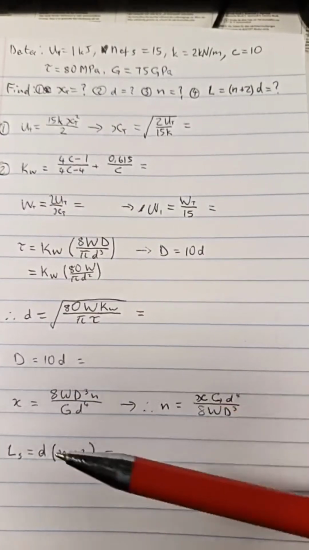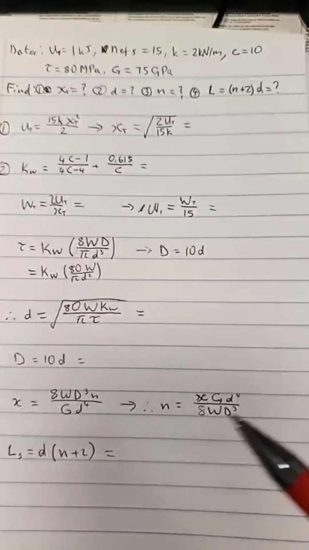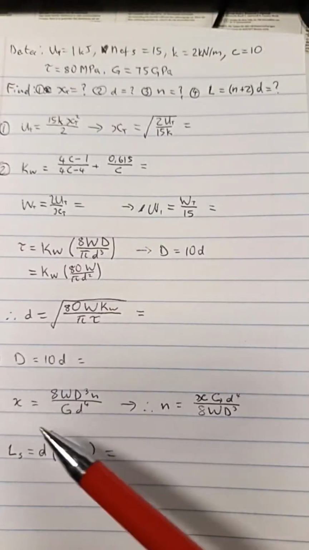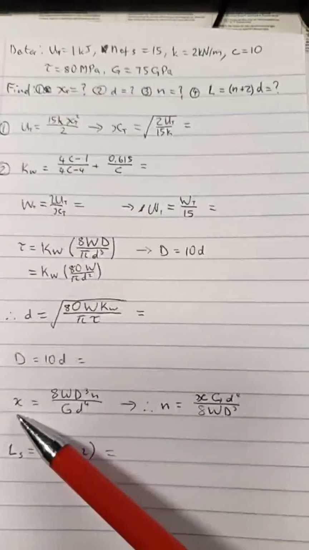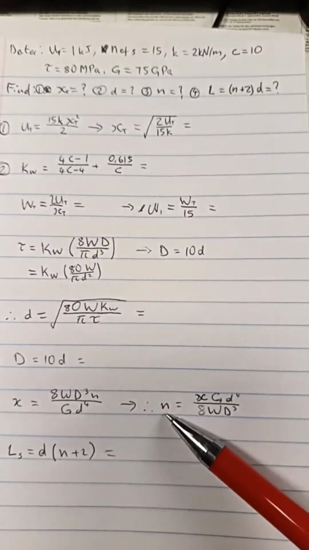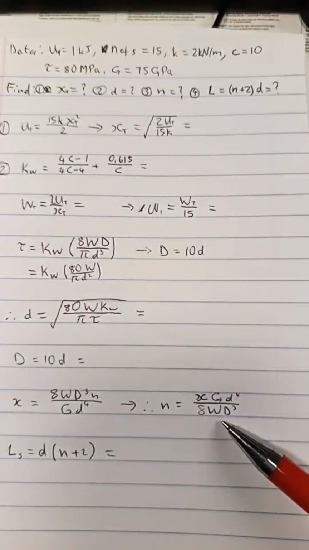Then after that, because the question is asking us to find the number of coils in each spring, we can find now the capital letter D. Then after that, we will be able to finish up with the X, use the formula for X so that we can find the number of coils in each spring. Then there we have it.